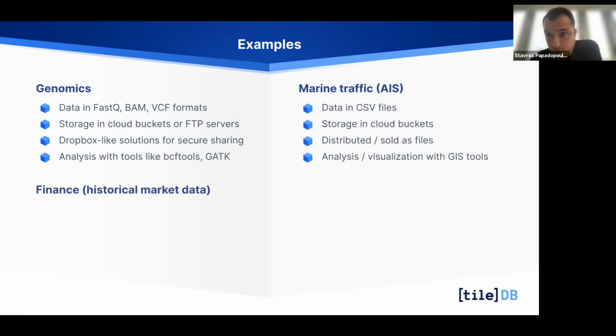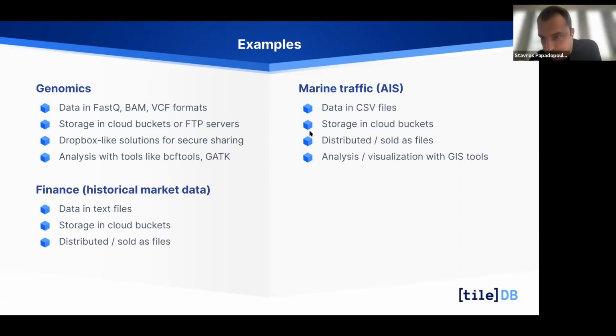Finance, and specifically historical data: data in text files, storage in cloud buckets, distributed and sold as files. You see the pattern here and how different these domains are. They suffer from exactly the same problems. And the analysis is with some database or some data science tools, these are a little bit more general, I would have to say, and some domain-specific tools too.